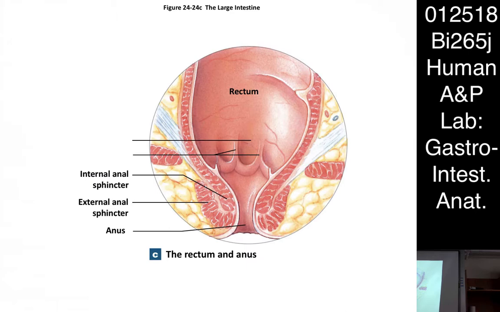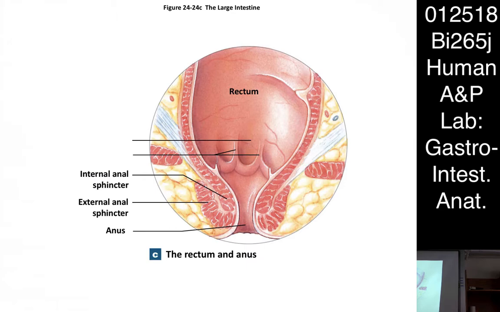If you look at the internal anal sphincter, what do you notice about it? Yeah, it's really just a continuation of the muscular tunic of the colon, right? And as such, what would you guess about the innervation to those muscles? Yeah, it's from the enteric plexus. This is under autonomic control. You do not have a choice whether that muscle is contracted or relaxed.